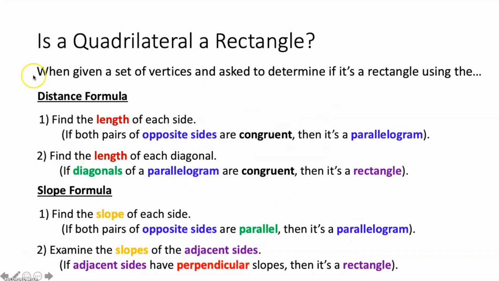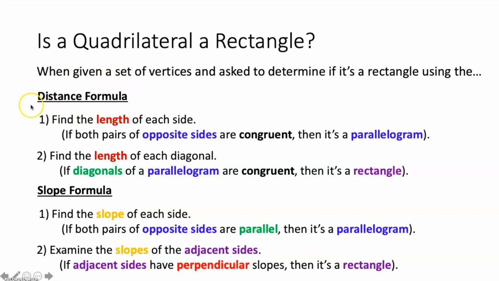Now let's talk about how you determine if a quadrilateral is a rectangle. So you're going to be given a set of vertices that you're going to graph on the coordinate plane. And then you're going to connect them, and it's going to be a quadrilateral. You then have to determine if that quadrilateral is a rectangle. So there's two separate ways to do this. One would be with the distance formula. One would be with the slope formula. The questions usually specify which one you need to use.